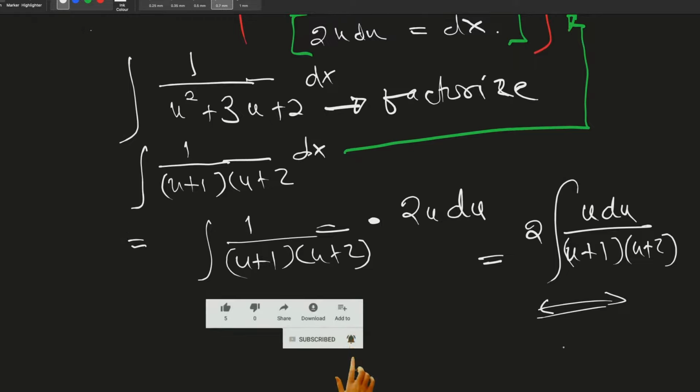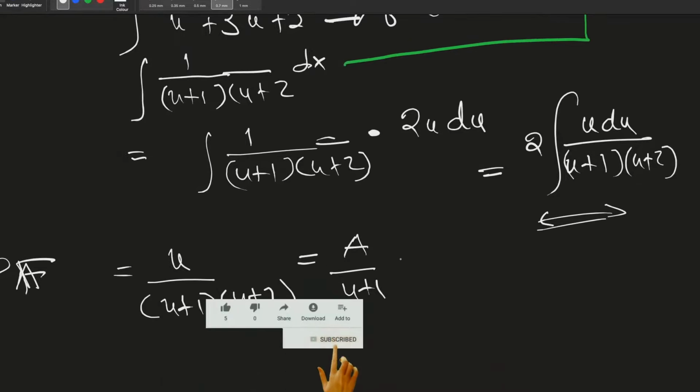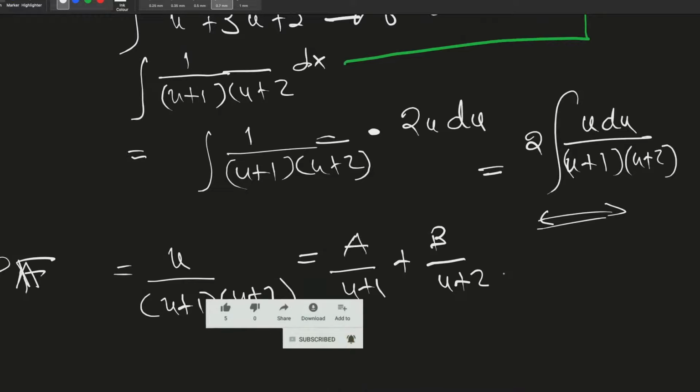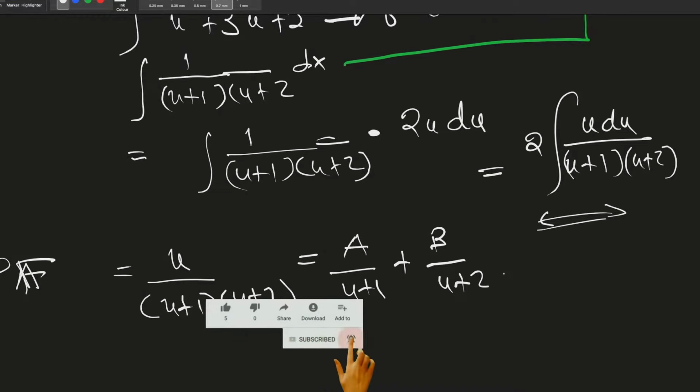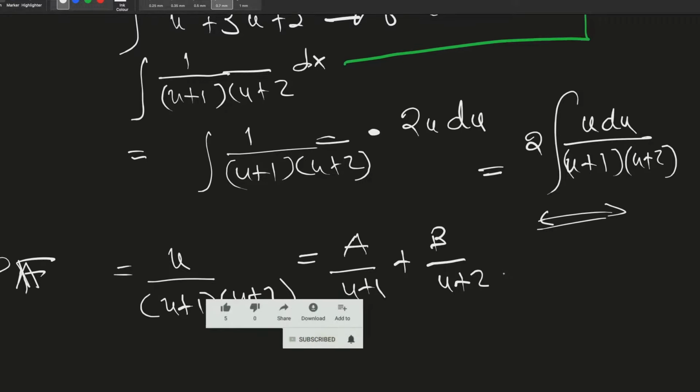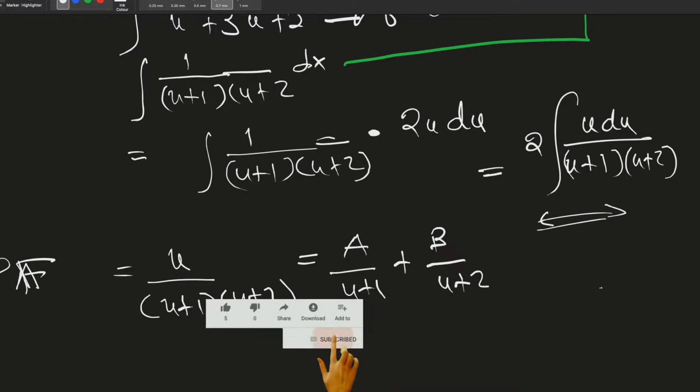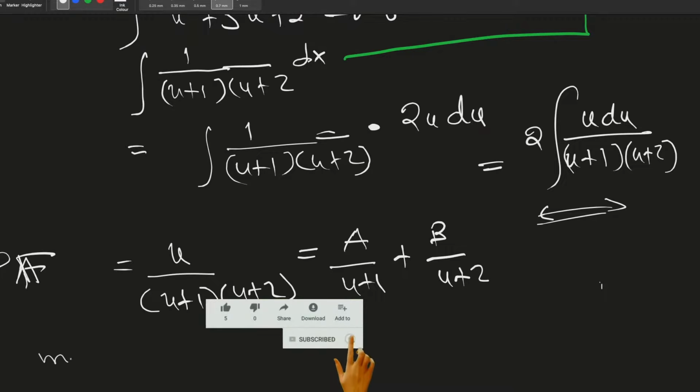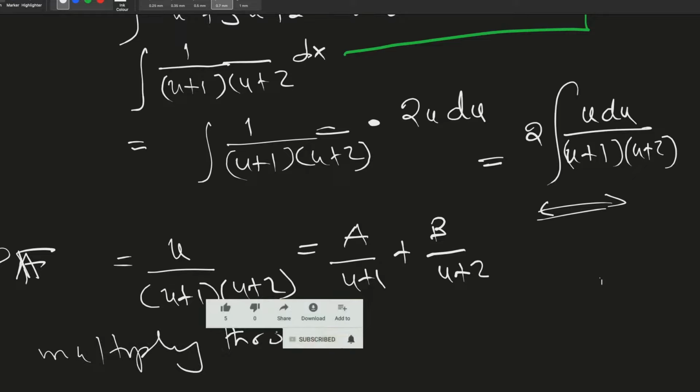So let's prepare our partial fraction. Let's say partial fraction is PF. So this means our expression u over (u + 1)(u + 2) will be equal to A over (u + 1) plus B over (u + 2). Beautiful. Isn't that beautiful? If that is the case, then we have to multiply through by (u + 1)(u + 2) so that we'll be able to solve it.